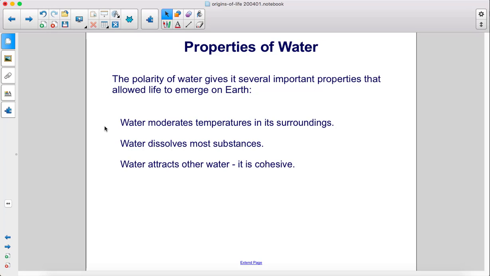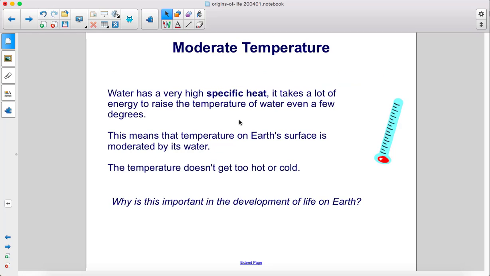Water moderates temperatures in its surroundings. Water dissolves most substances. Water attracts other water. It is cohesive. Water has a very high specific heat. It takes a lot of energy to raise the temperature of water even a few degrees. This means that temperature on Earth's surface is moderated by its water. The temperature doesn't get too hot or too cold. Why is this important in the development of life on Earth?